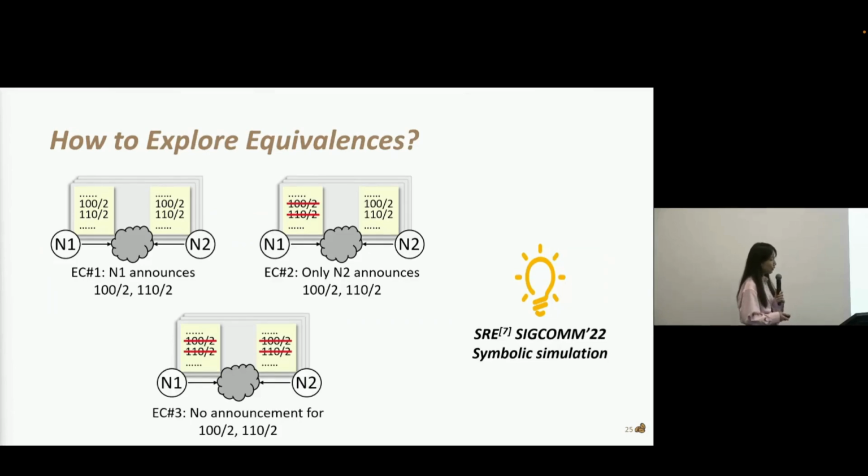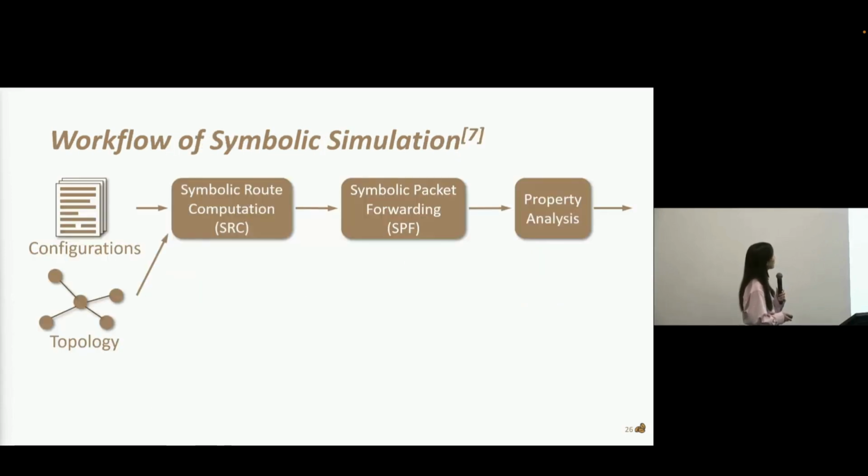Therefore, given those equivalences, we found that although the space is large, there are only several equivalence classes, and this inspires us to follow our prior work SRE, which executes symbolic simulation to efficiently explore equivalences. This is the workflow of symbolic simulation, which takes configurations and topology as input and then executes symbolic route computation, symbolic packet forwarding, and property analysis.